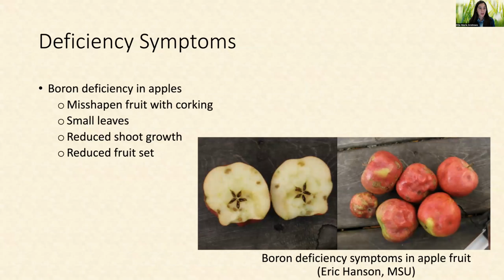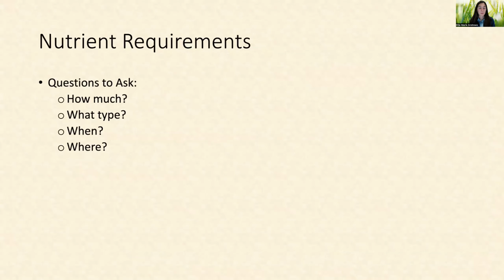And we have boron. Boron is an interesting one. Boron deficiency in apples looks like misshapen fruit with that corking. You can see that in the bottom left, where we've got those brown corky patches within the fruit tissue. Boron deficiency also leads to small leaves. It can reduce shoot growth and also reduce fruit set. So boron's a little tricky because plants need it in a very small amount, but if you apply it in fertilizer, you can easily over-apply it. So that's just something to be aware of, making sure you apply the correct rate, which we'll talk about now.